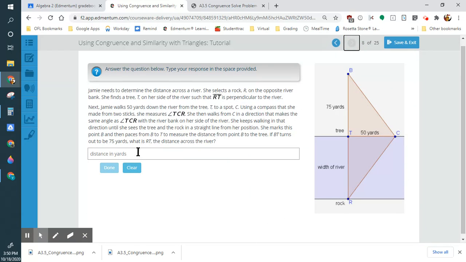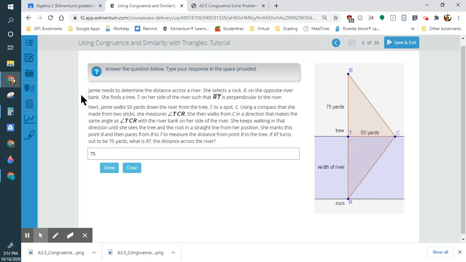All right, so let's take a look. We're looking at this distance in yards. So if this is 50 feet, and this is 75 feet, and we're going to assume that these angles are congruent, this has to be 75 yards because we're assuming that this angle is congruent, and because of angle, side, angle similarity, that means this has to be the same length.